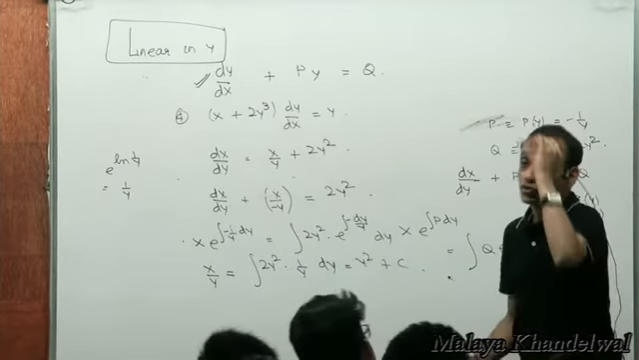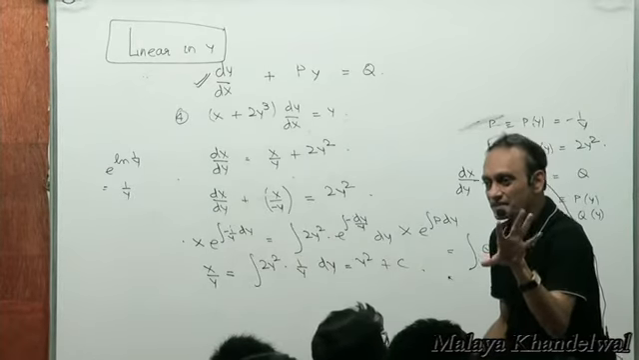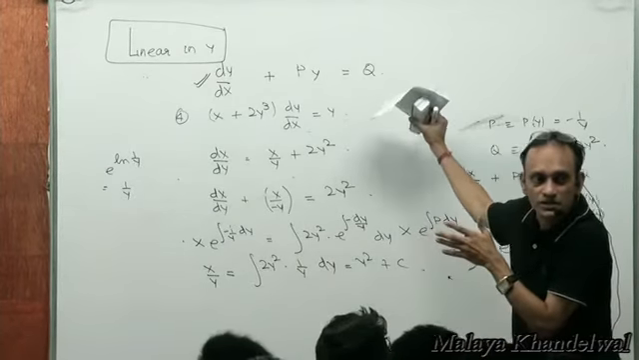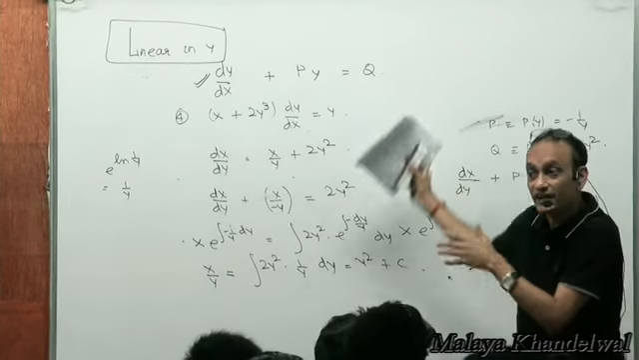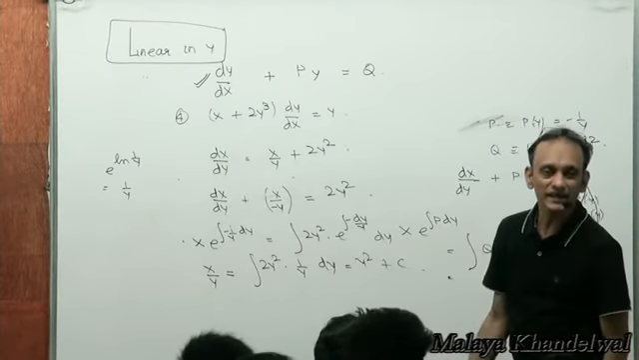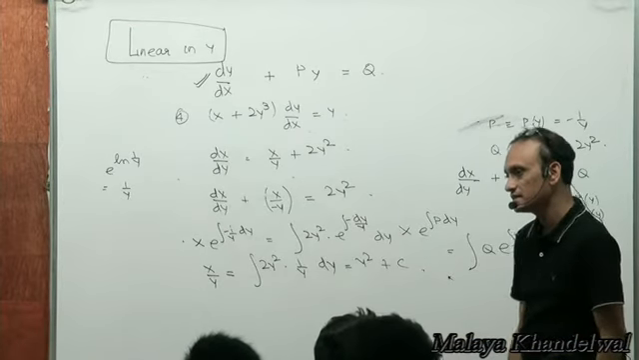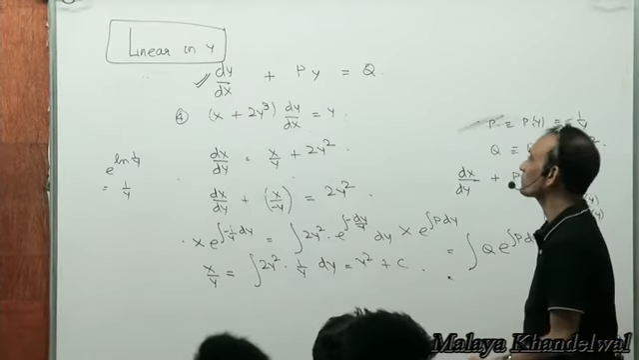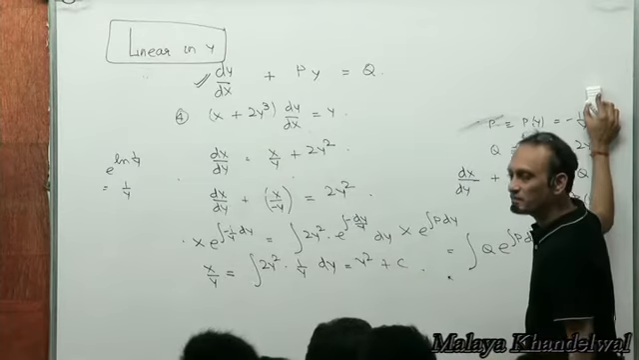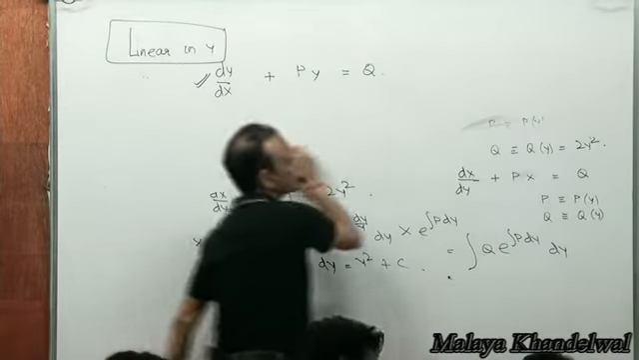So you need to check sometimes: if dy/dx doesn't work and doesn't fall within the jurisdiction of linear in y, it's likely that dx/dy will be linear in x. You'll get a linear in x instead of a linear in y. Right? Can I wipe this off? Let me solve another one for you.